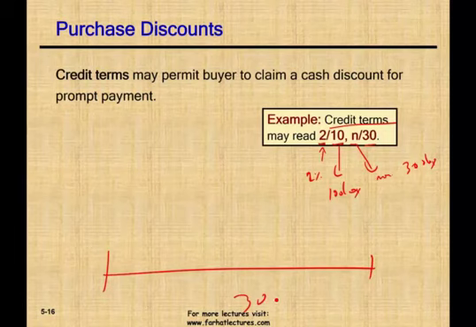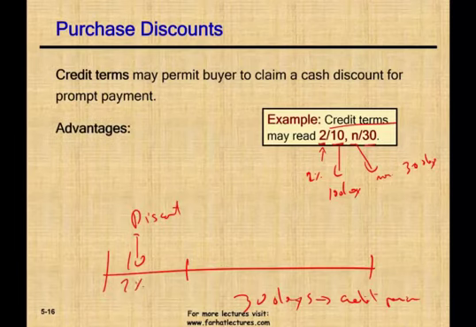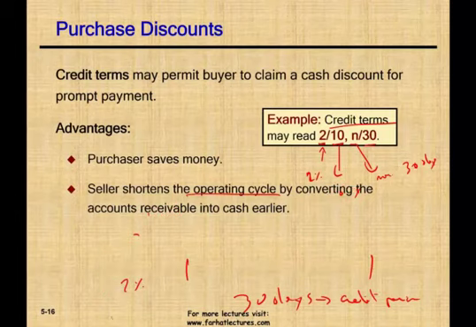Simply put, here's what we're saying. You have 30 days to pay. This is called the credit period. You have a credit period of 30 days. If you pay within 10 days of those 30 days, this is called the discount period. So pay within 10 days and you'll get a discount of how much? 2% of your bill. So the purchaser will save money, and the seller shortens the operating cycle by converting the receivable into cash much earlier. So it's a win-win situation for both. The seller gets their money early and the buyer saves some money.